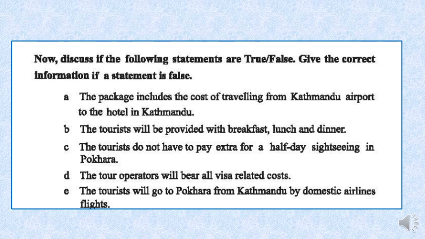Number D. The tour operators will bear all visa-related cost. It's a false statement. The operators will bear the return air ticket with Bangladesh airport taxes and Kathmandu departure taxes. And number E, the tourist will go to Pokhara from Kathmandu by domestic airlines flight. Is it true or false? It is also false. The tourist will go to Pokhara from Kathmandu by AC bus. So, this is our true-false activity.